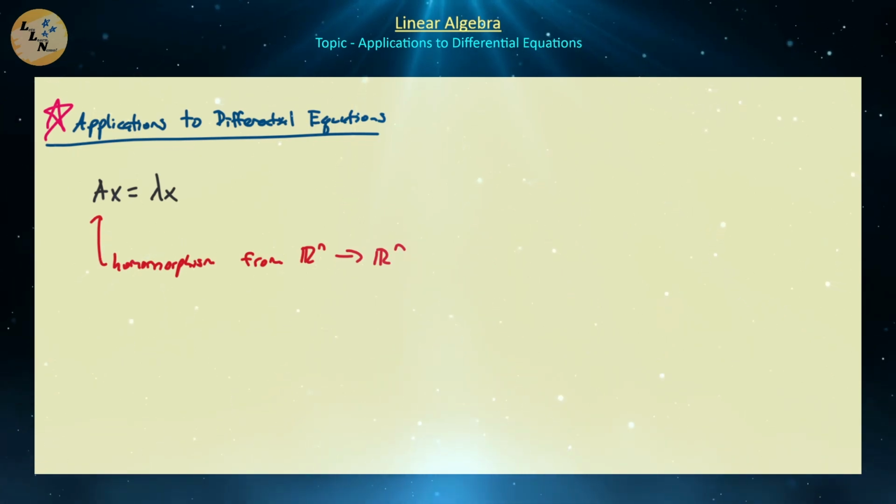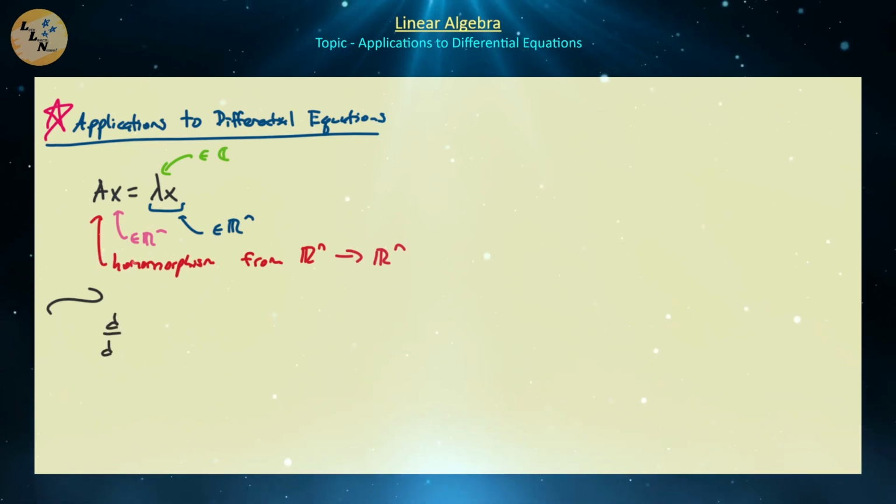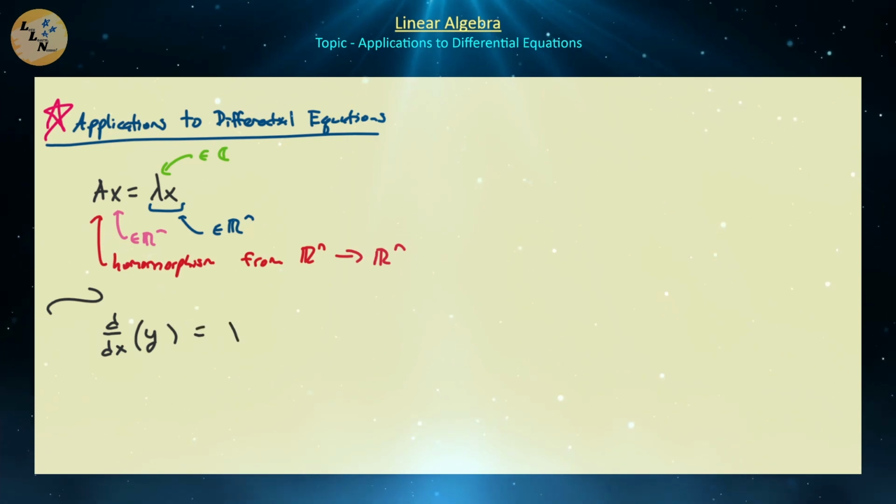So if it is a homomorphism from Rn to Rn, that implies that this vector here, x, is also going to be an element of Rn, and that implies that this vector on the right-hand side is also going to be an element of Rn, and here we're going to assume that lambda is a scalar that belongs to the scalar field, let's say the complex numbers. So if we look at this from the differential equation side of things, and we write, for example, the equation the derivative of y is equal to lambda y, where y is a differentiable function, then pretty much these equations are practically the same exact thing.